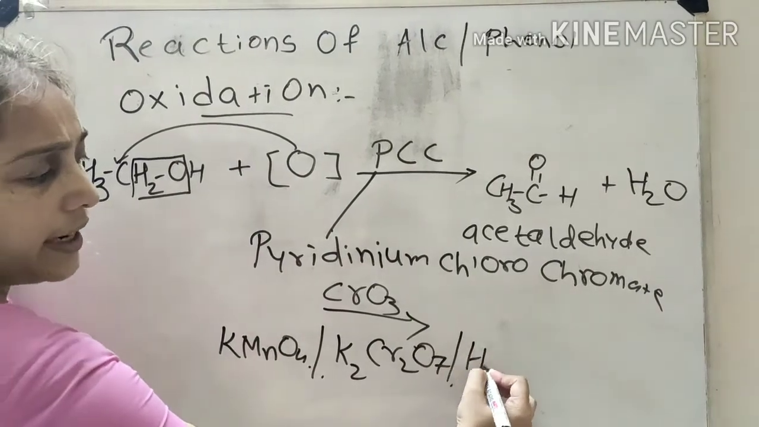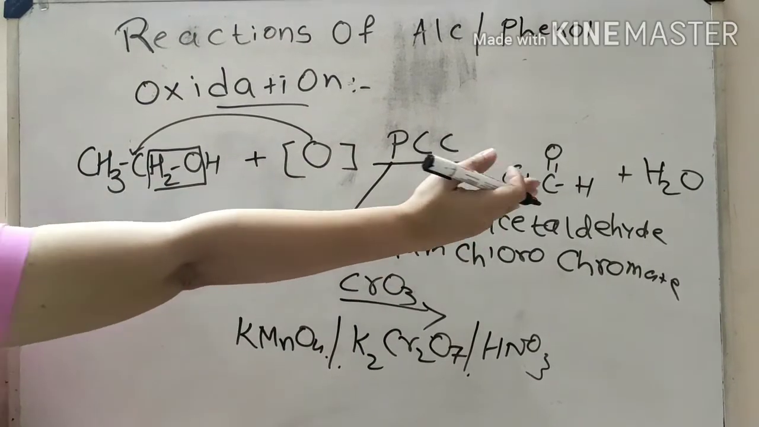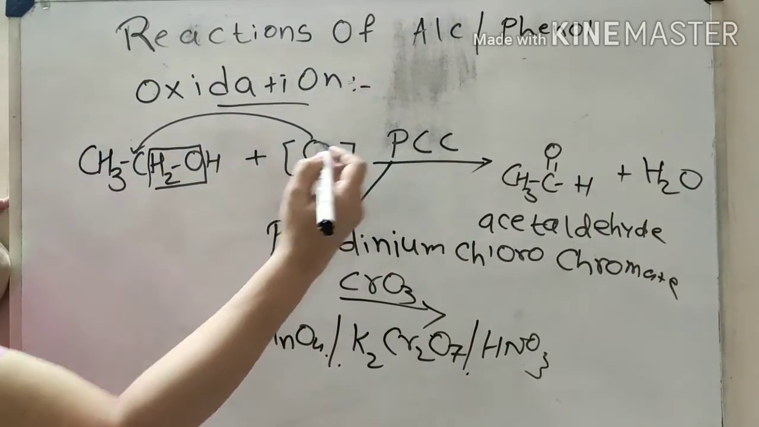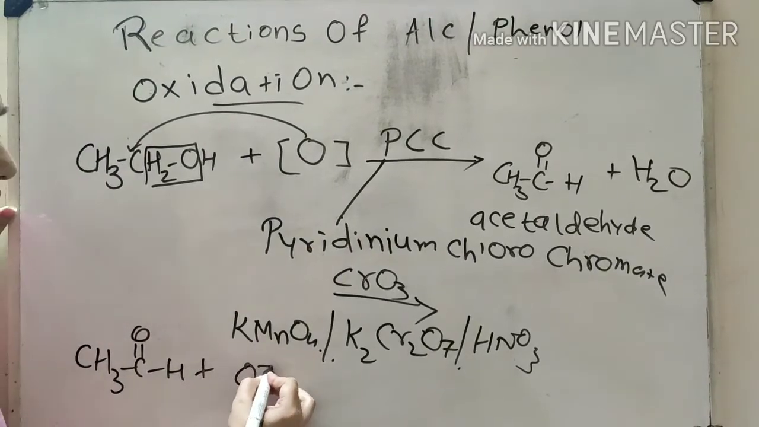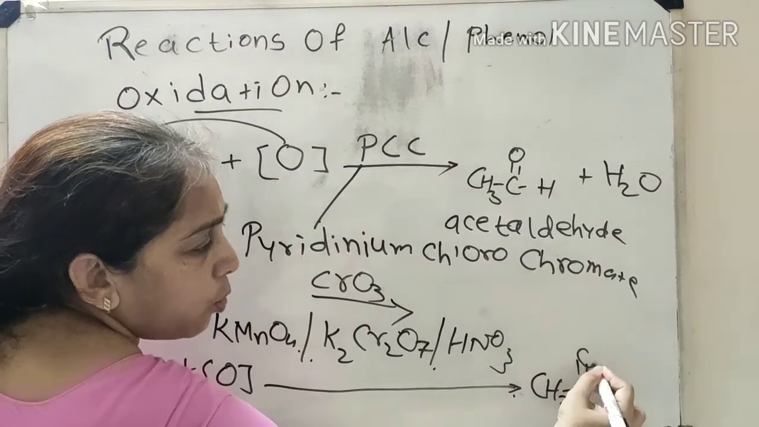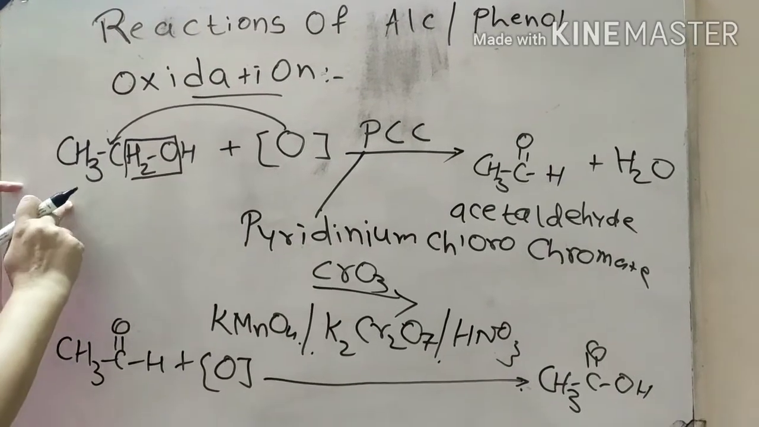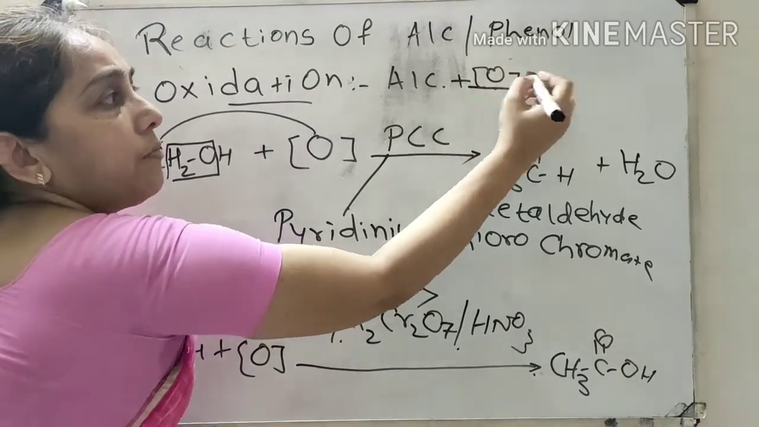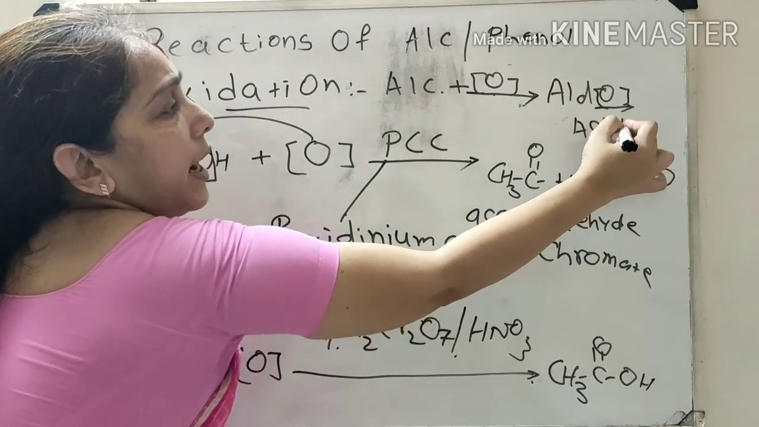like KMnO4, K2Cr2O7 or HNO3, then this reaction is not limited to the first step, it will continue with step 2 also. So in step 2 I'm writing CH3CHO. It is again oxidized in the presence of this to form CH3COOH. So in this way, first the alcohol is oxidized to form the aldehyde, and it is again oxidized to form the acid.